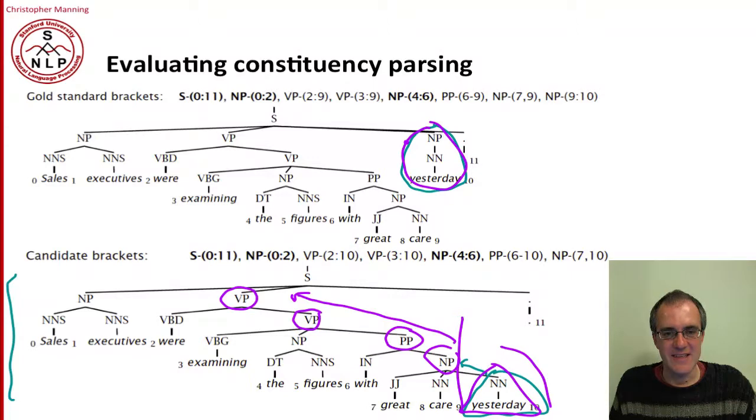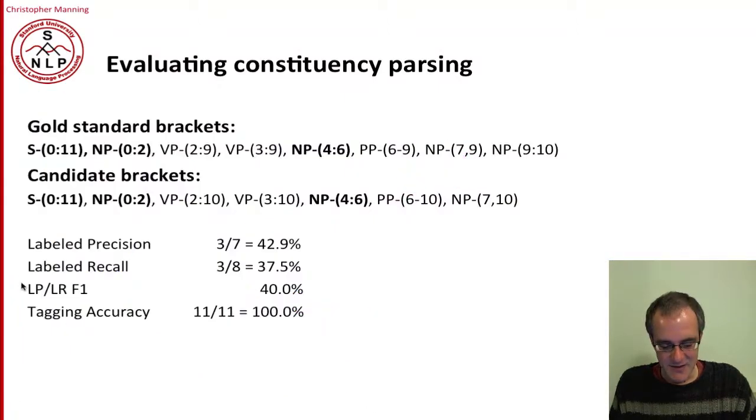The measure that you see is this labeled precision, labeled recall F1. And so that's the measure that we've presented here. I'll just briefly mention, you can also do an unlabeled version of these measures where you simply look at the constituency claim as a sequence of words without worrying about the label, but that's much less used.